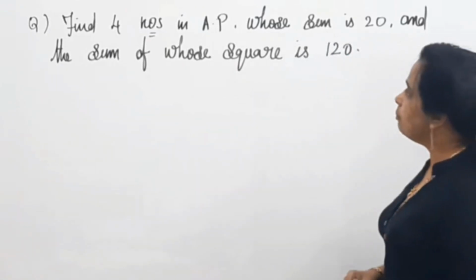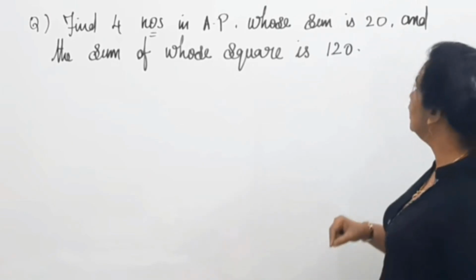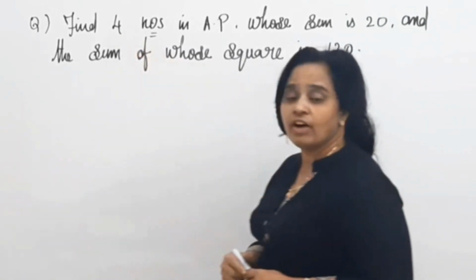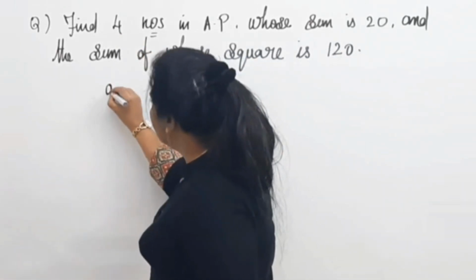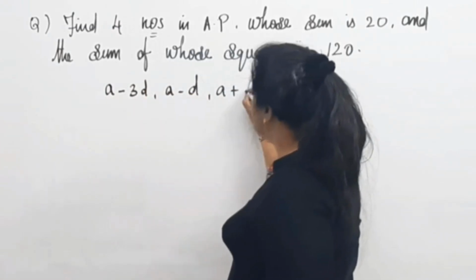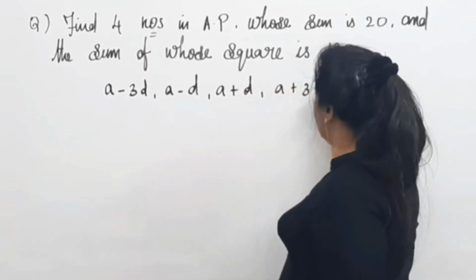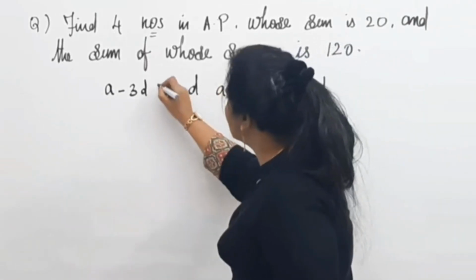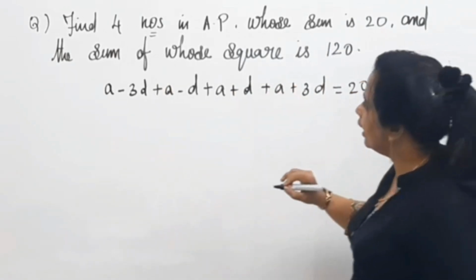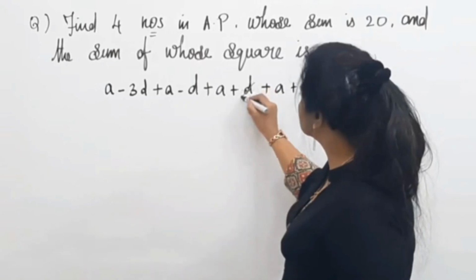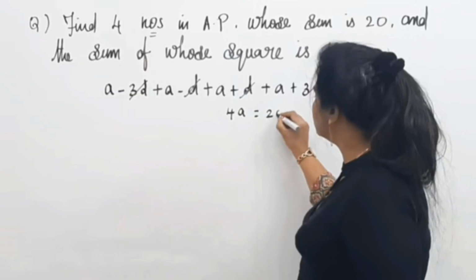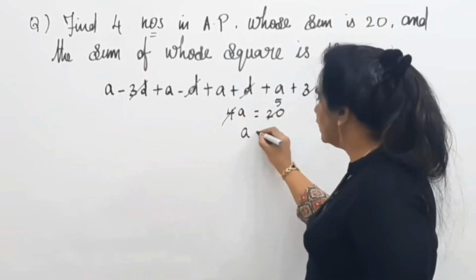Next question: find 4 numbers in AP whose sum is 20 and the sum of whose squares is 120. Here the question is to find 4 numbers. So my numbers are a minus 3d, a minus d, a plus d, and a plus 3d. Now it is given the sum is equal to 20. So minus 3d plus 3d gets cancelled, so 4a is equal to 20, so my a is equal to 5.